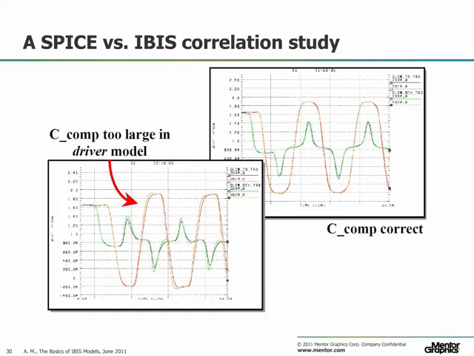This slide shows the importance of having an accurate capacitance value even in the driver model. The waveforms are an overlay of a full transistor level simulation and an IBIS simulation. The waveforms on the bottom left were done with an IBIS simulation in which Ccomp was a little bit larger than the total capacitance seen in the transistor level model. The waveforms on the top right show the same simulation, but the IBIS model's Ccomp value was adjusted to match the transistor model's parasitic capacitances.